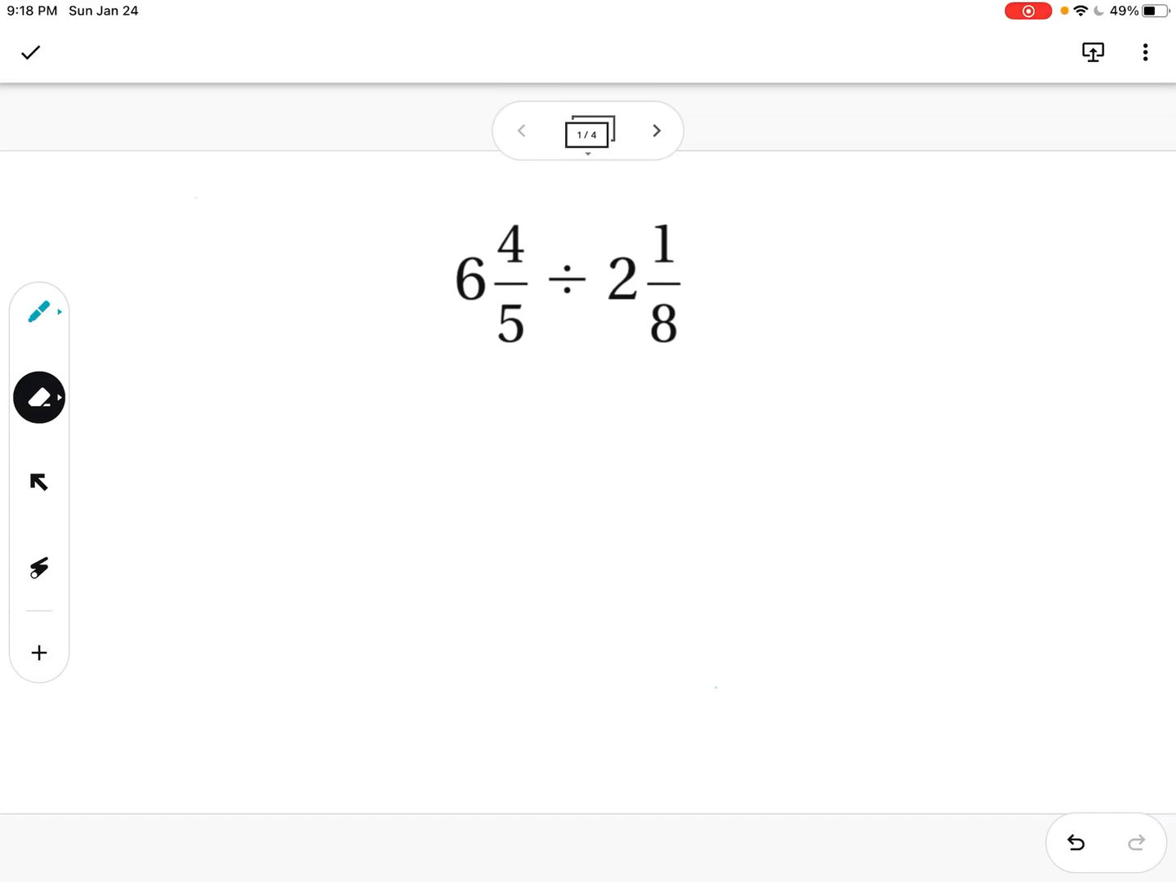Let's walk through this example of dividing mixed numbers. So we've gone over how to divide fractions, and we know anytime we have mixed numbers, we will first have to convert them to improper fractions. So that is where we're going to start off here.